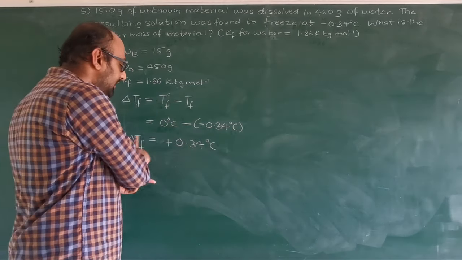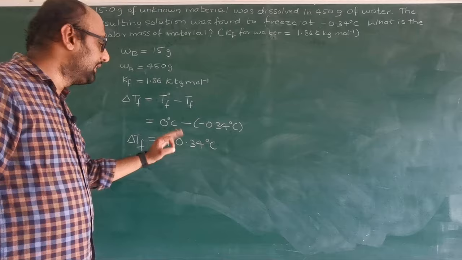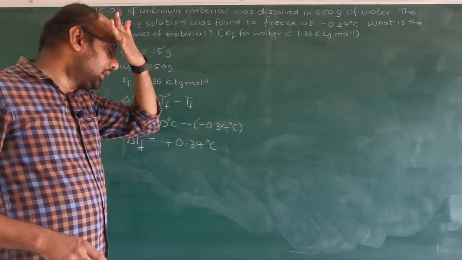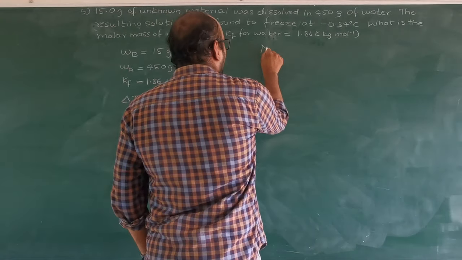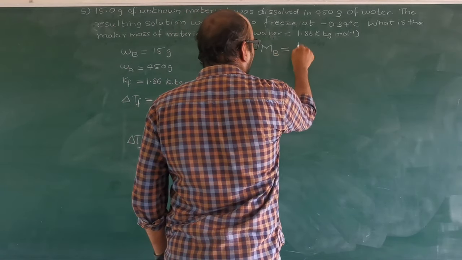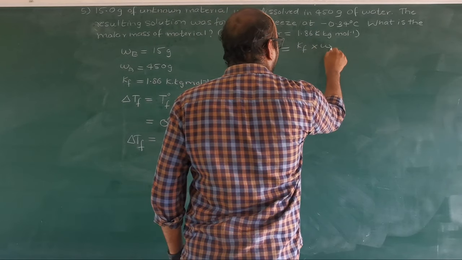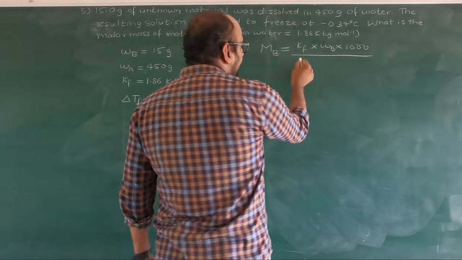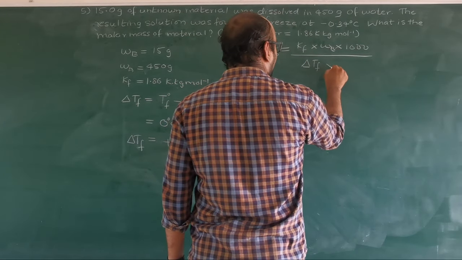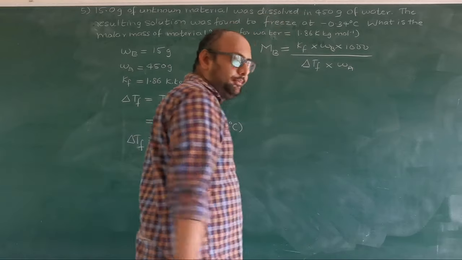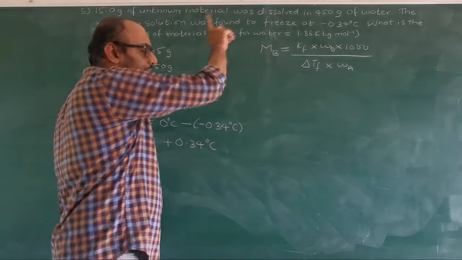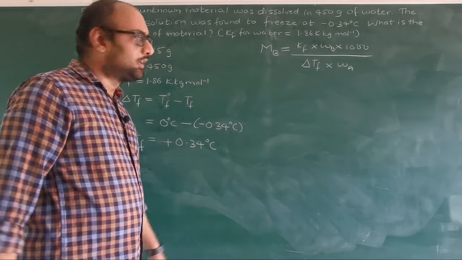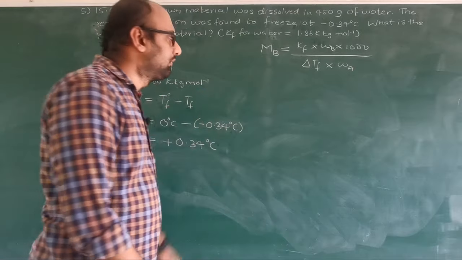You can calculate the depression in freezing point, delta Tf. Now, using all this data, you can calculate the molar mass of the material. So Mb, you know the formula. Mb is equal to Kf multiplied by Wb multiplied by 1000 divided by delta Tf, depression in freezing point, multiplied by mass of solvent Wa. Now, the value of Kf is given, values of Wb, Wa are given, and delta Tf you calculated here. Now, substituting all these values, you will get the value of Mb.